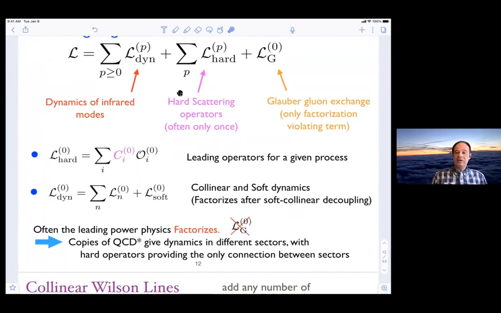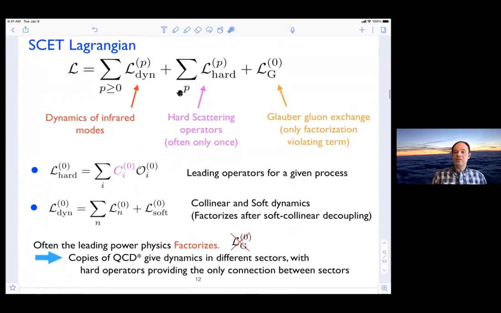Then the dynamic part of the Lagrangian splits itself into multiple different components. To a good extent, it splits into the dynamics of collinear particles interacting with other collinear particles of the same type, so a sum over n of Lagrangians L_n, and then soft particles interacting with other soft particles. There's a little subtlety here related to what's called soft-collinear factorization that I'll come to. But after that's done, it has the property that these things don't interact with each other. They only interact with their partners of the same type.